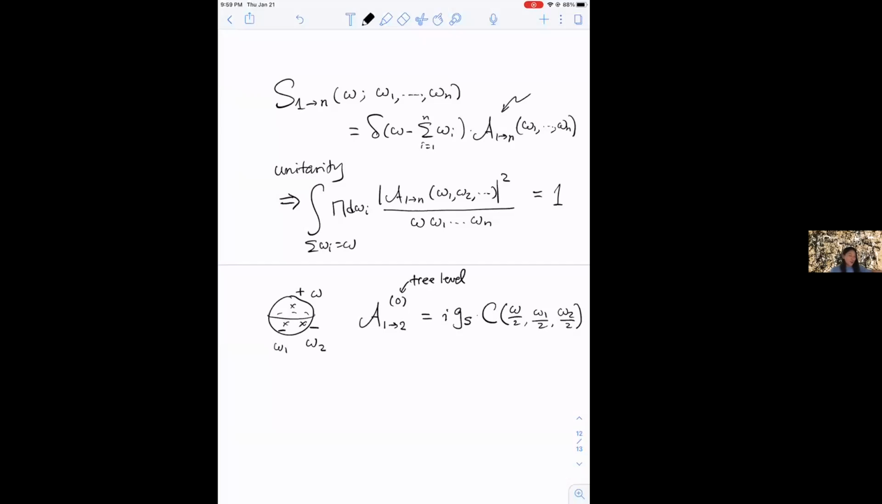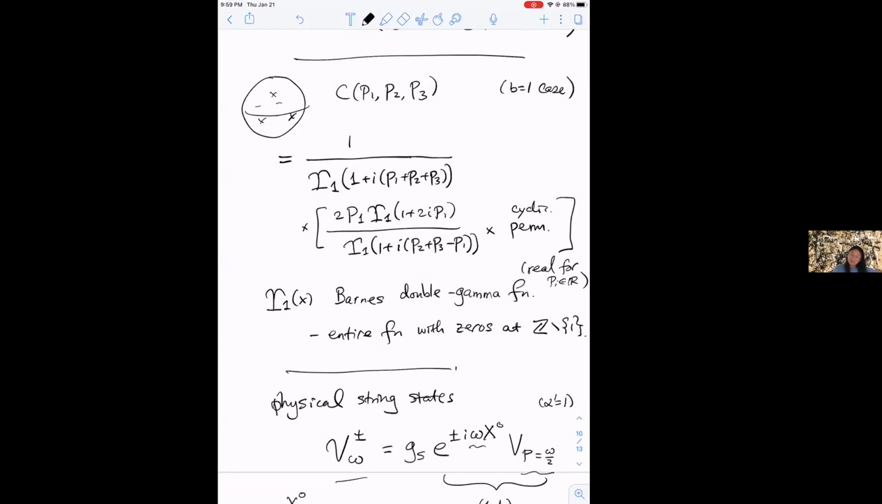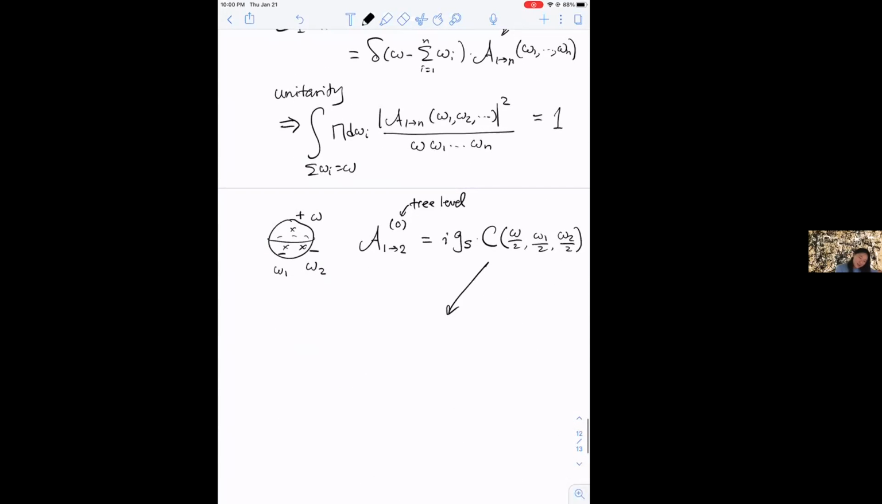Very simple. You might say that, okay, but this looks like a mess because the DOZZ formula was very complicated. It involves all these functions that are so complicated that I didn't even write them down. Okay, they're very complicated. However, there's a miracle. So the miracle is that if omega is equal to omega 1 plus omega 2, which is the case here, it simplifies. And the structure constant becomes simply omega, omega 1, omega 2. So this is something you can verify using the properties of these Barnes double gamma functions. Okay, so the claim is that the tree-level 1 to 2 amplitude is i g_string times this simple polynomial expression.